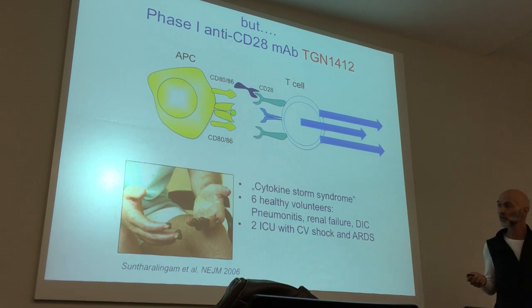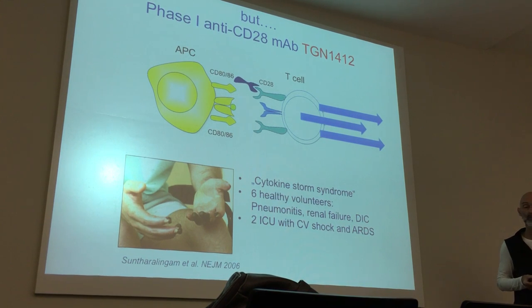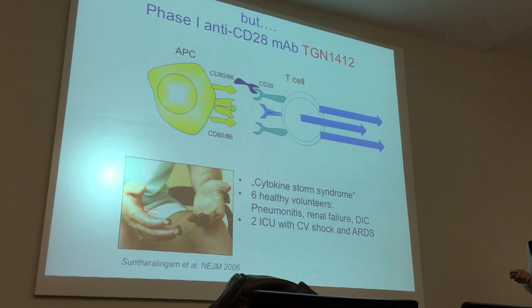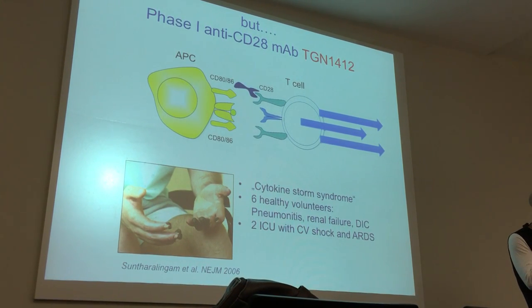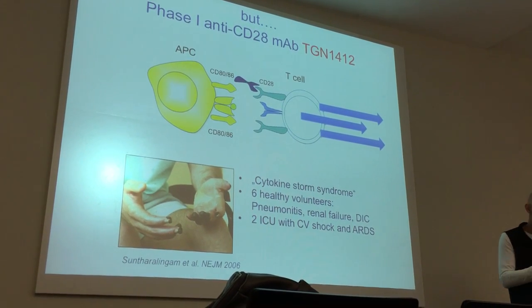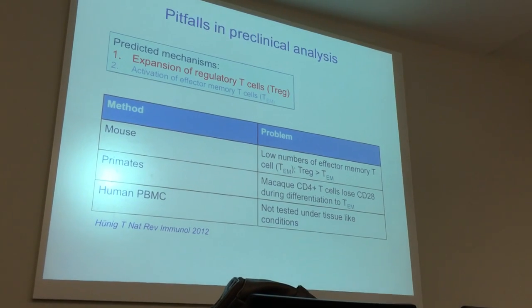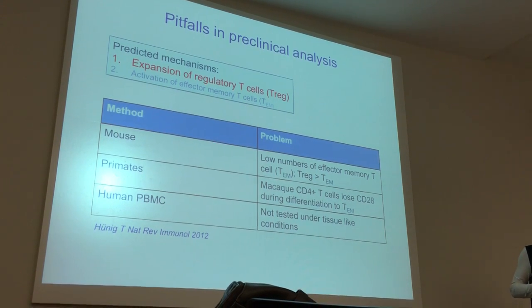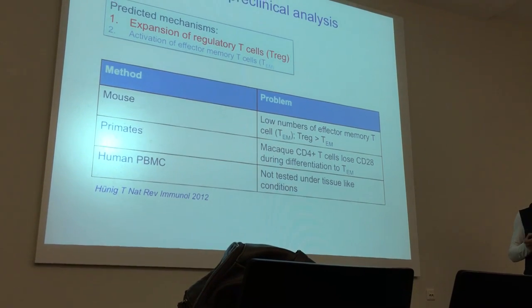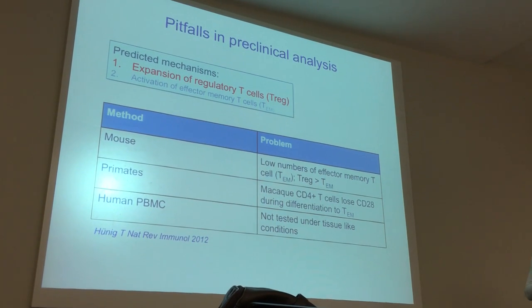It was tested in 6 healthy volunteers, so this was a phase 1 study, and led to this cytokine storm syndrome. They became terribly ill, developed pneumonitis, renal failure, coagulation problems. Two of these patients ended up in the intensive care unit with cardiovascular shock and tremendous lung problems. And this led to a big discussion: how could such a compound cause these unfortunate results, because the predicted mechanism was the expansion of regulatory T cells and not the activation of effector memory T cells, of course. Nobody would want to see that.